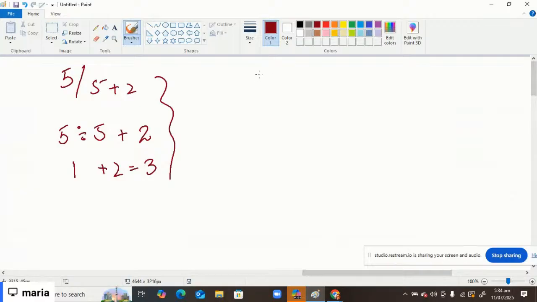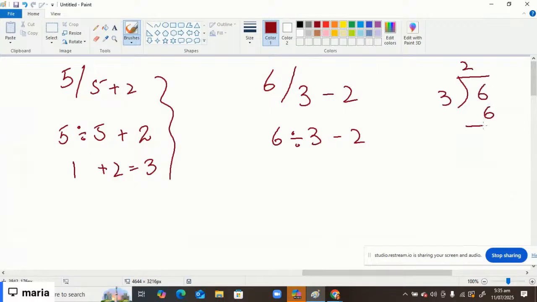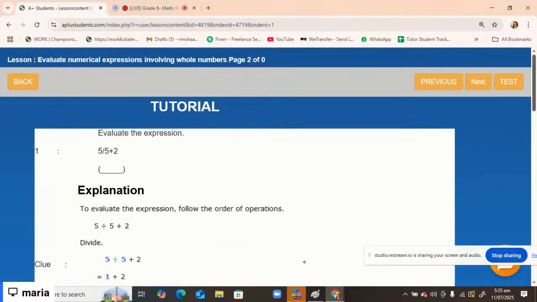Now let's suppose I'm going to write 6 divided by 3 minus 2. So here it means 6 divided by 3 minus 2. Now 6 divided by 3, what is the answer? 3 times 2 is 6, so the answer is 2. So 2 minus 2 is 0. Now let's discuss some test questions.